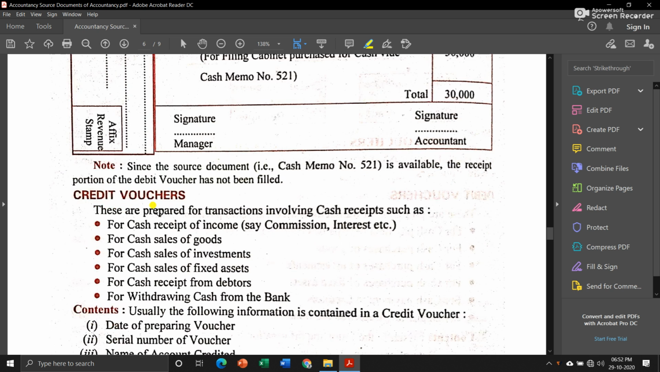Then next is credit vouchers. Debit vouchers were for cash payments, and credit vouchers are for cash receipts. Suppose you have received any cash for income, after selling some goods, after selling investments or fixed assets, or you have received any money from debtors, or you have withdrawn cash from the bank, all those transactions will be recorded in credit vouchers.